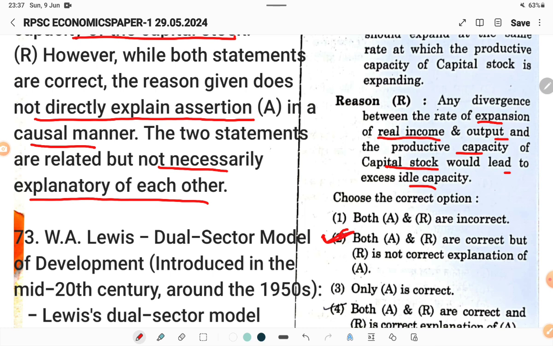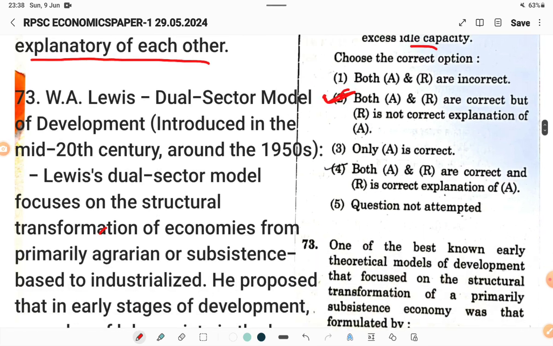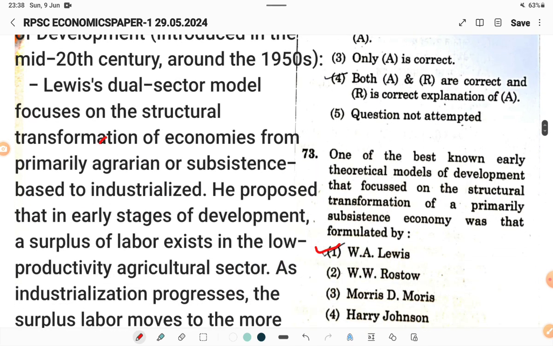Now the next question, 73. One of the best known early theoretical models of development that focused on the structural transformation of a primarily subsistence economy was that formulated by, so it's an easy question, W.A. Lewis.